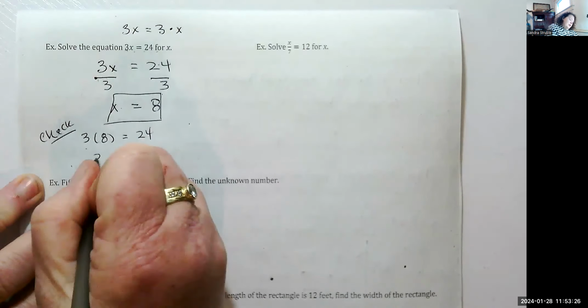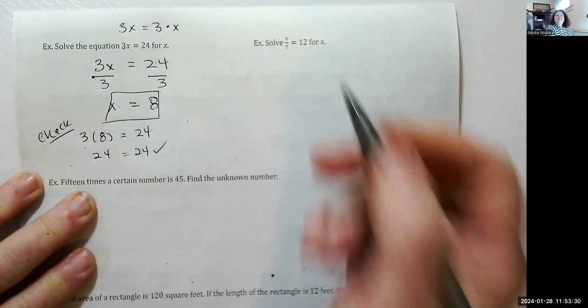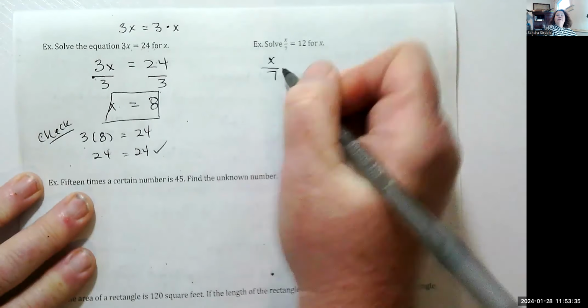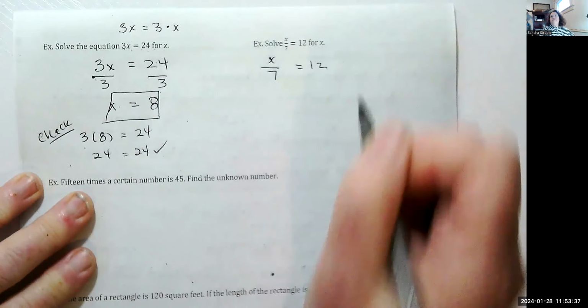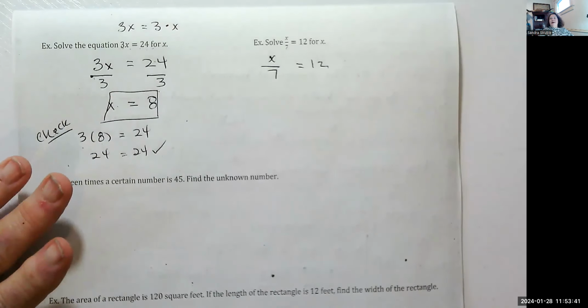3 times 8 is 24. 24 equal to 24. Golden. It works out fabulous. Now let's solve x over 7. X divided by 7 is equal to 12. Who's attached to x and how? 7 is attached to x by division.